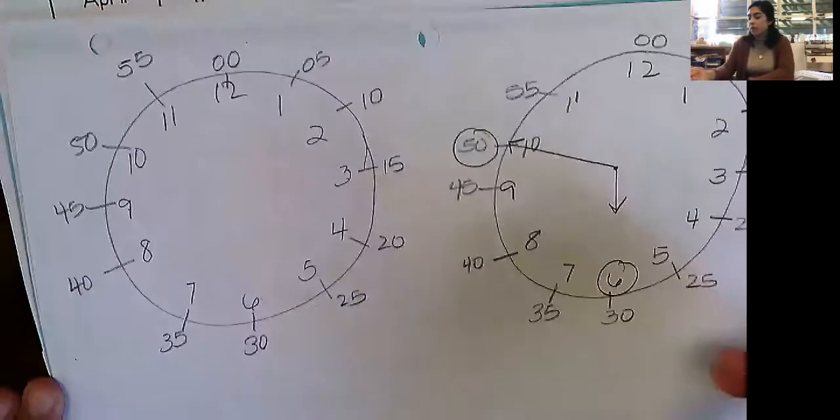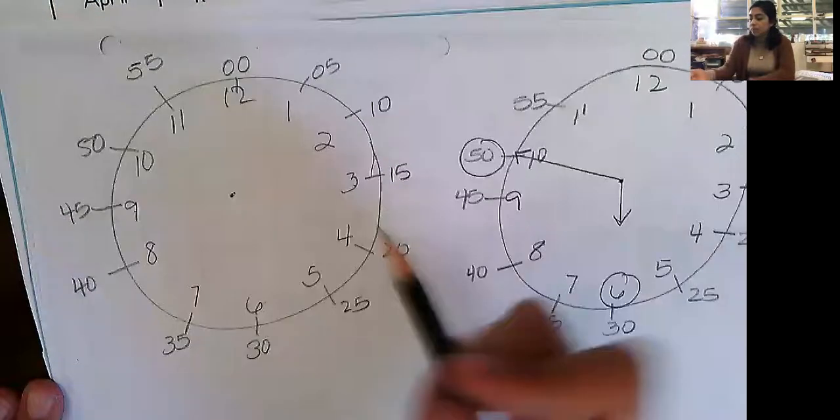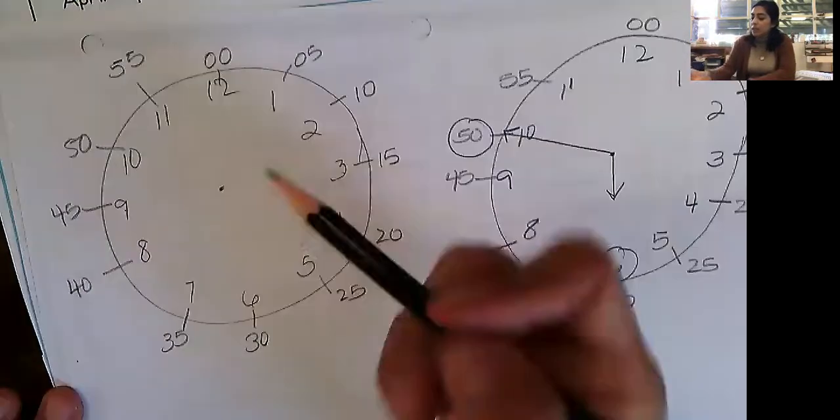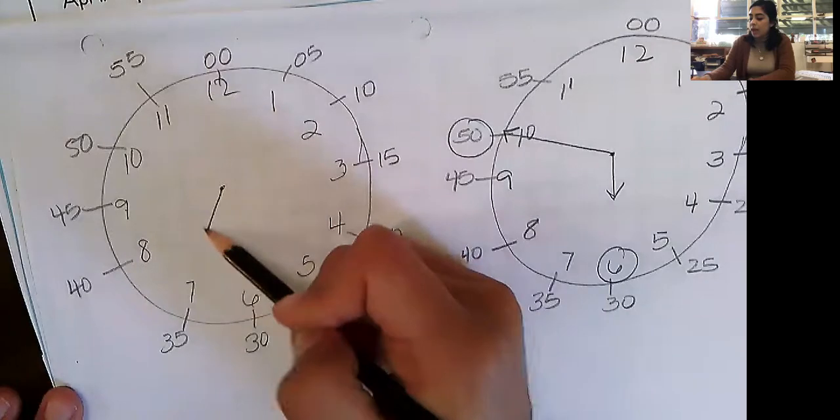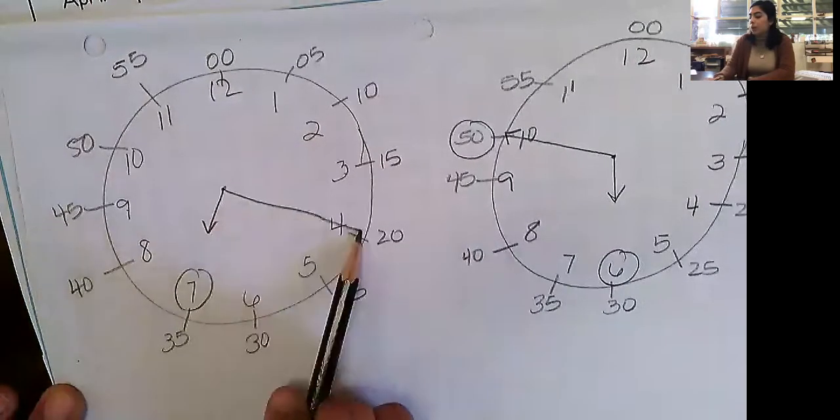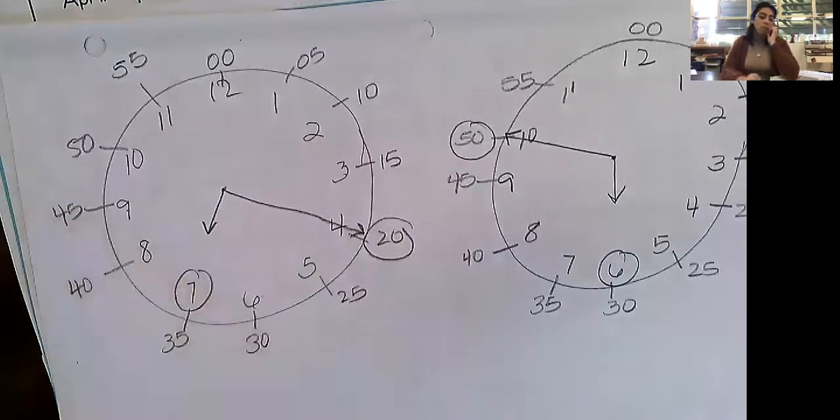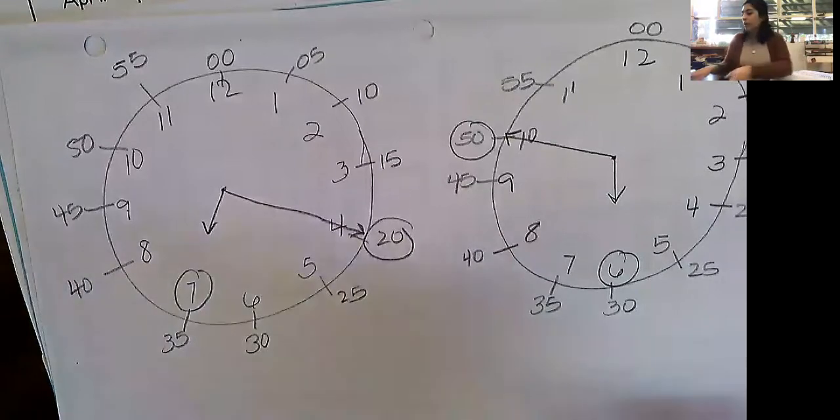I said it was about 7:20. So that means my little hand is pointing to the hour, and that is the 7. And my big hand is pointing all the way over here to the minutes. Press pause if you need more time. Okay, go ahead and put that away.